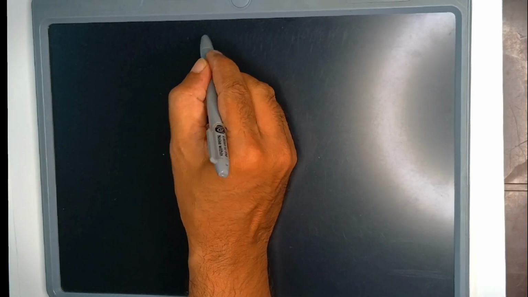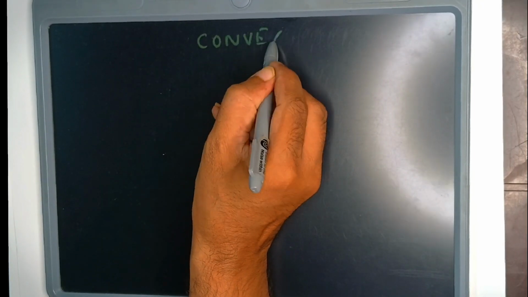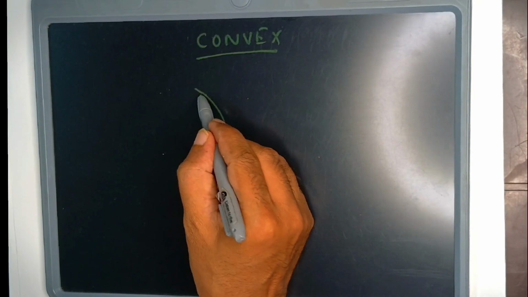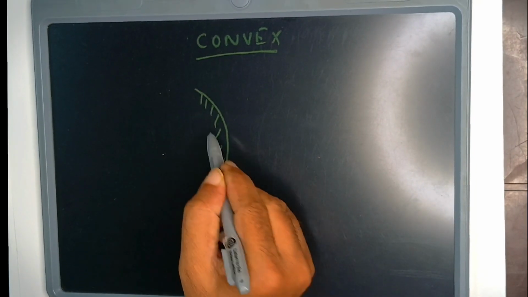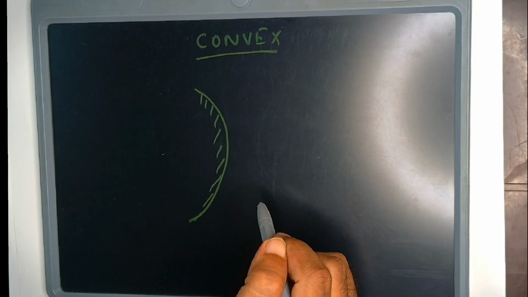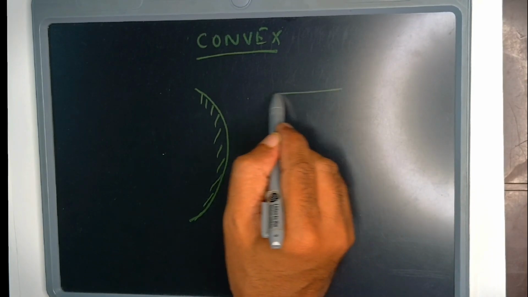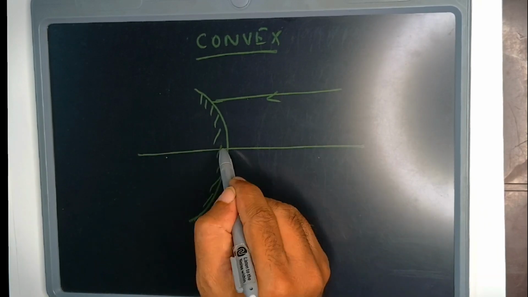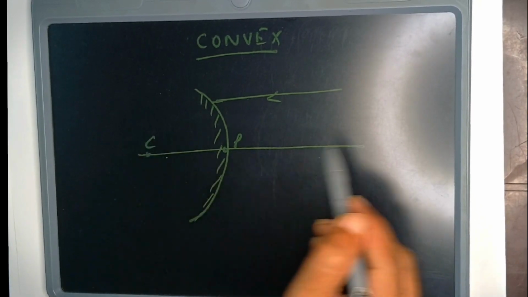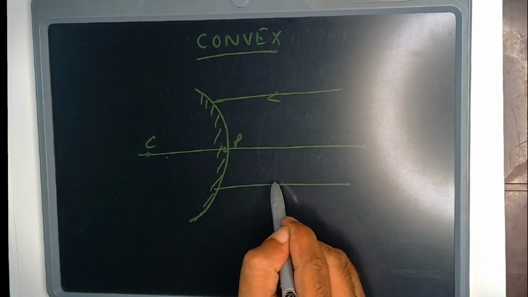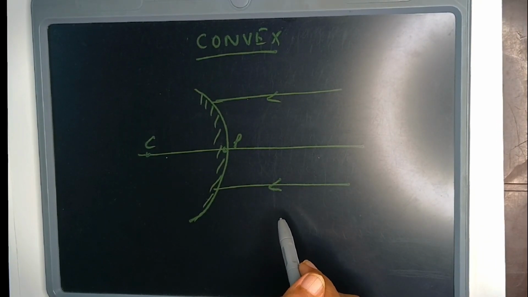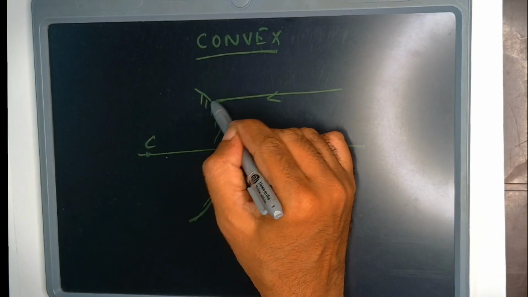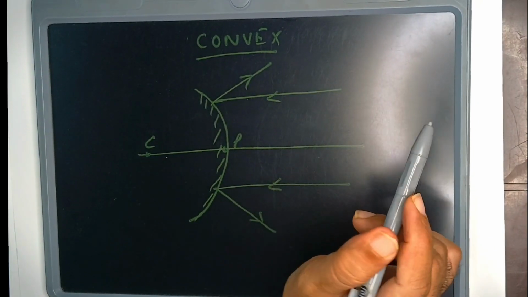In case of a convex, I'll take a convex mirror now. A convex mirror is polished on the inside, and the outside is the reflecting surface. So rays of light coming this way, parallel to the principal axis, the principal axis is pole to center. All these rays of light come parallel to the principal axis. All these rays actually diverge from the mirror. And why do they diverge? Please explain in the comment section.